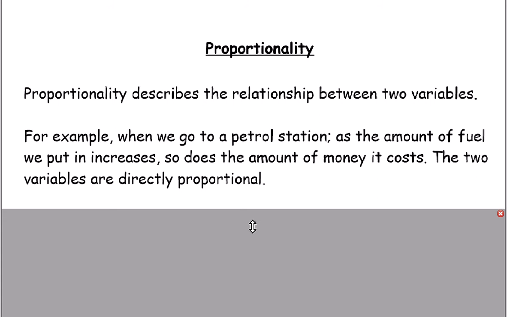And the example I've got there, when we go to a petrol station, as the amount of fuel we put in increases, so does the amount of money it costs. So what we say is they are directly proportional. As one goes up, the other one goes up. If you buy twice as much fuel, it costs you twice as much. If you buy half as much as the person next to you, you will pay half as much. Whatever you do to one variable, you do to the other. And that's called direct proportion.